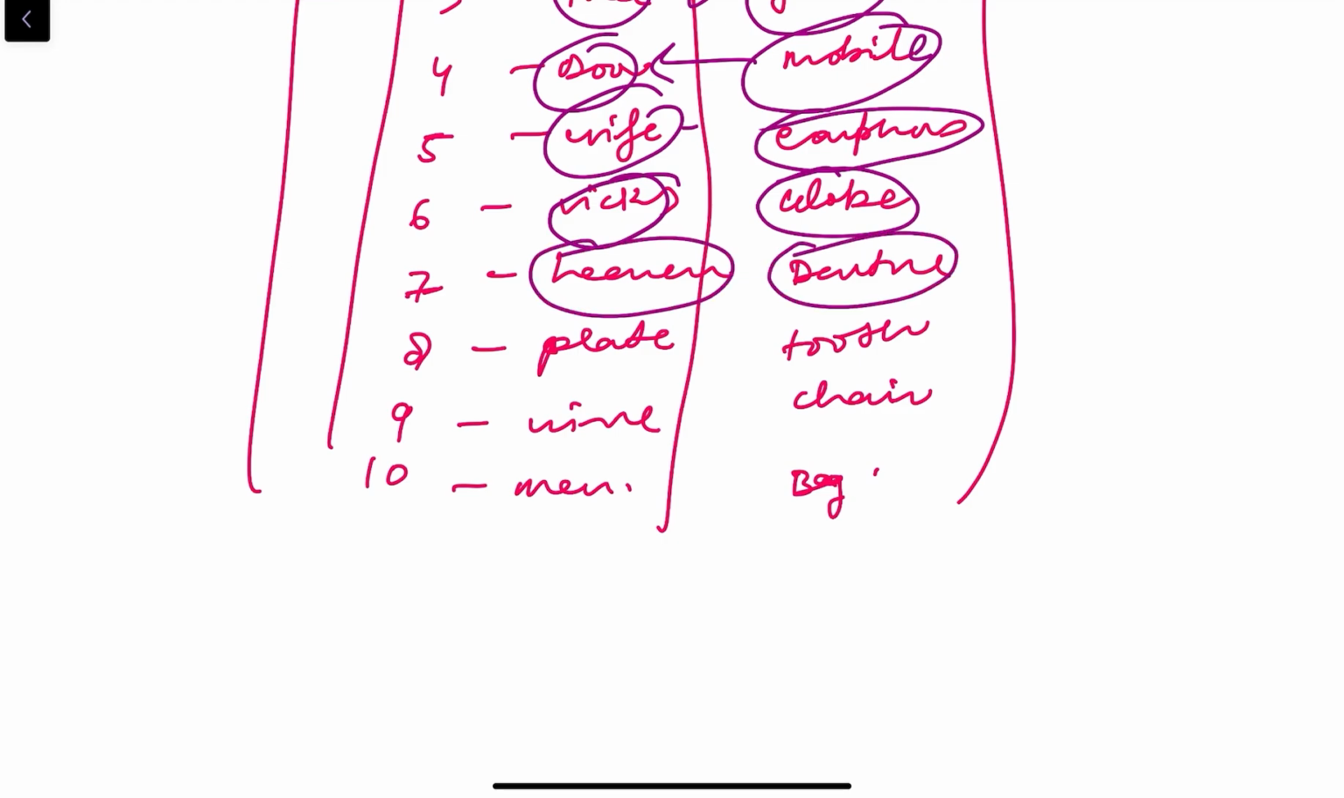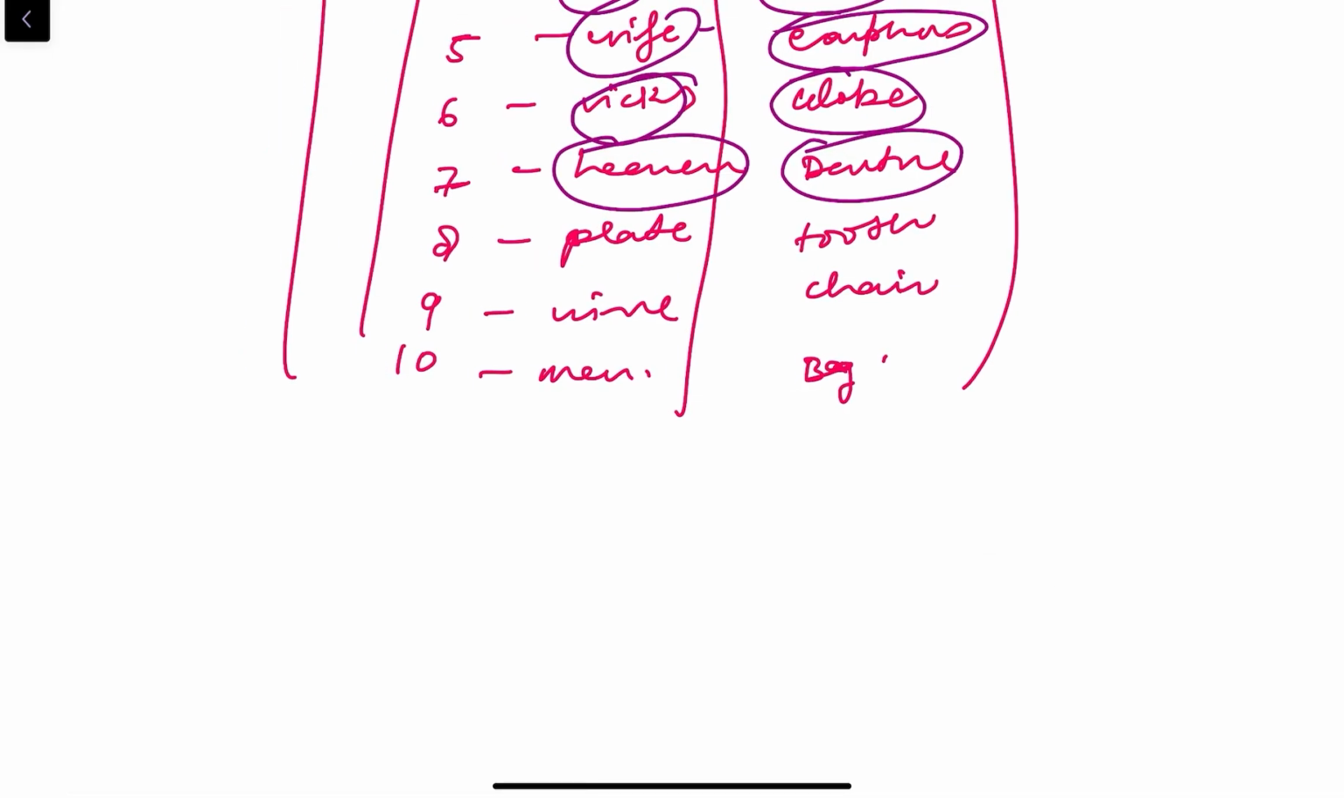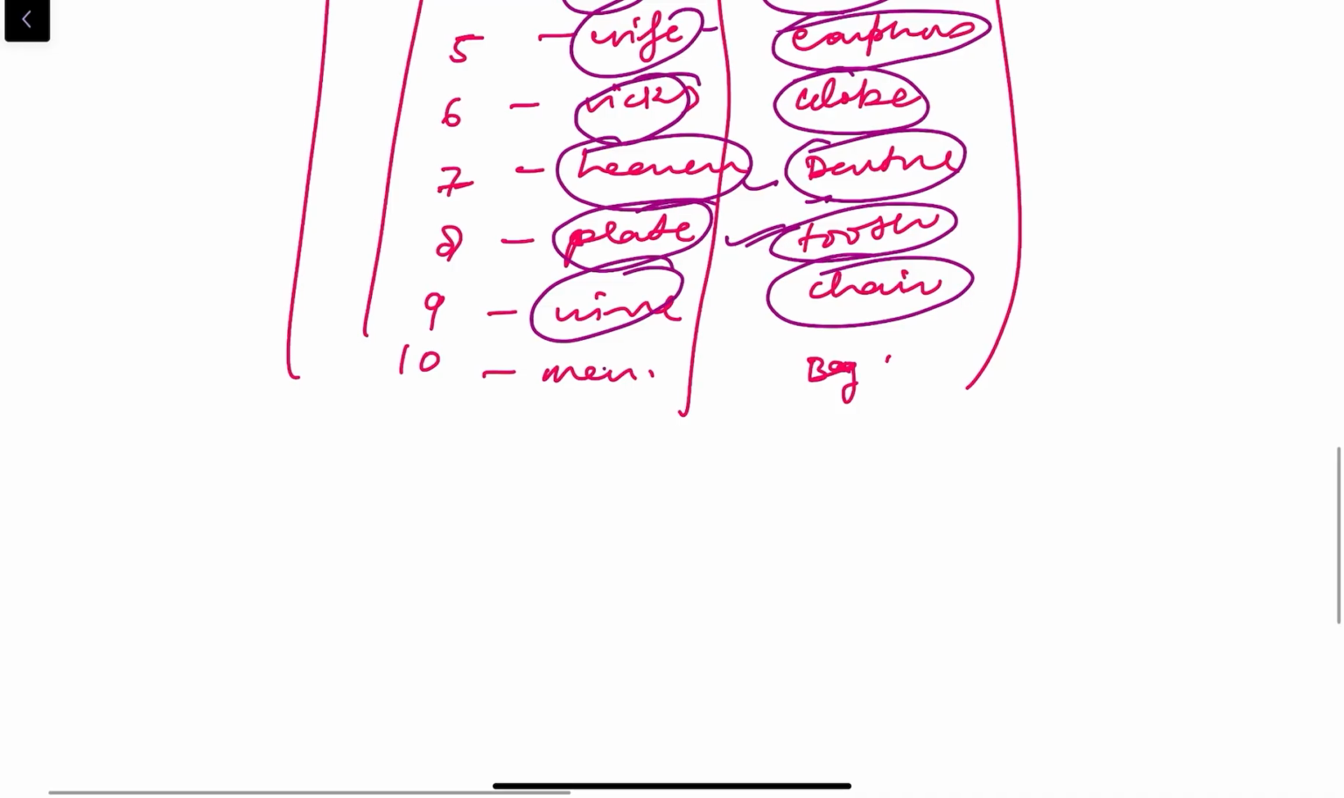Then heaven and denture. When you go to heaven, what do you see? That people are roaming around. Not people, actually dentures are roaming around. So a heaven full of dentures. Then plate, tooth. You have a plate on which numerous teeth are there. Then wine with the chair. You sat on the chair and you're sipping wine, a humongous bottle of wine. Then men with bag, as in there are a lot of men wearing humongous bags on their shoulder.